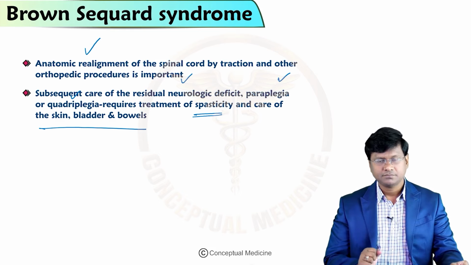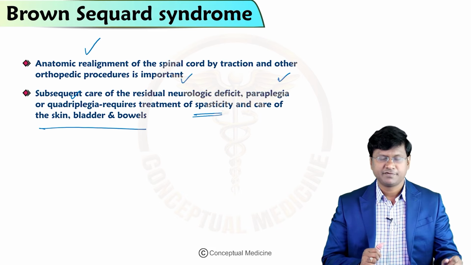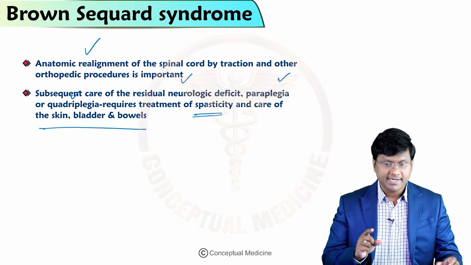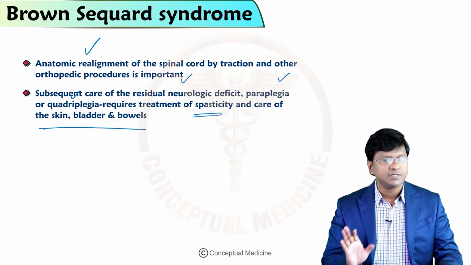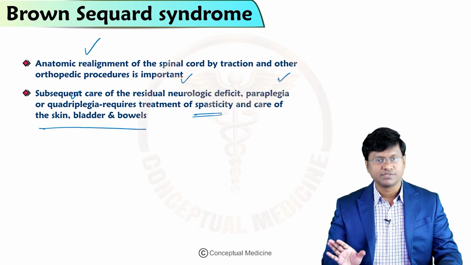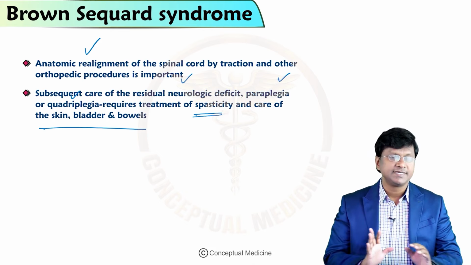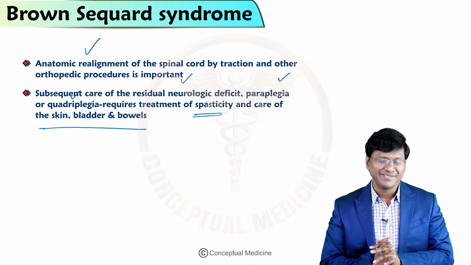At the level of lesion, the motor manifestations will be lower motor neuron type of manifestations, and sensory manifestations will be ipsilateral dermatomal sensory loss. So these are the features of Brown-Séquard syndrome, and this completes the discussion of this very important topic, that is Brown-Séquard syndrome. Thank you very much.